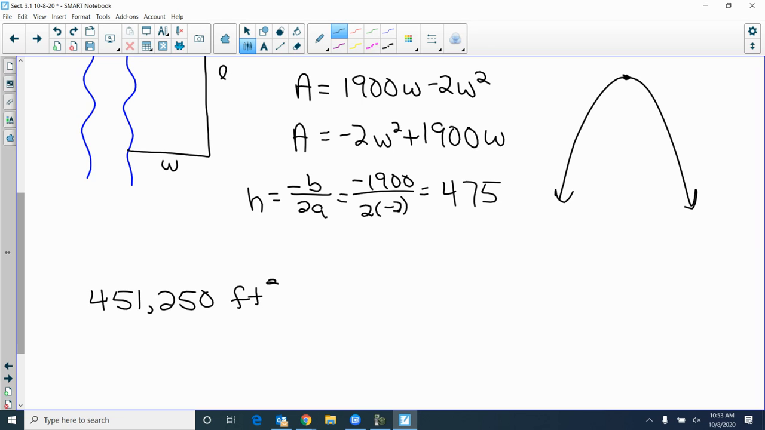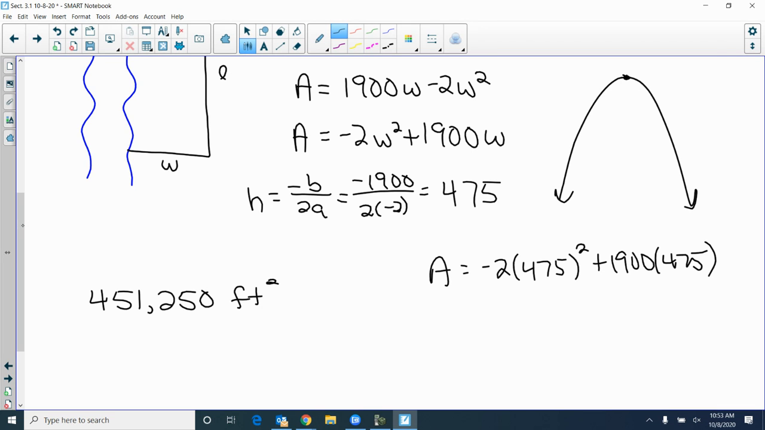Lane, any ideas? Plugging 475 back into the equation. Yeah, plug in 475 back into the equation. So area equals negative 2W squared plus 1900W. So the area is going to be negative 2 times 475 squared plus 1900 times 475. And then that's where we get the 451,000.